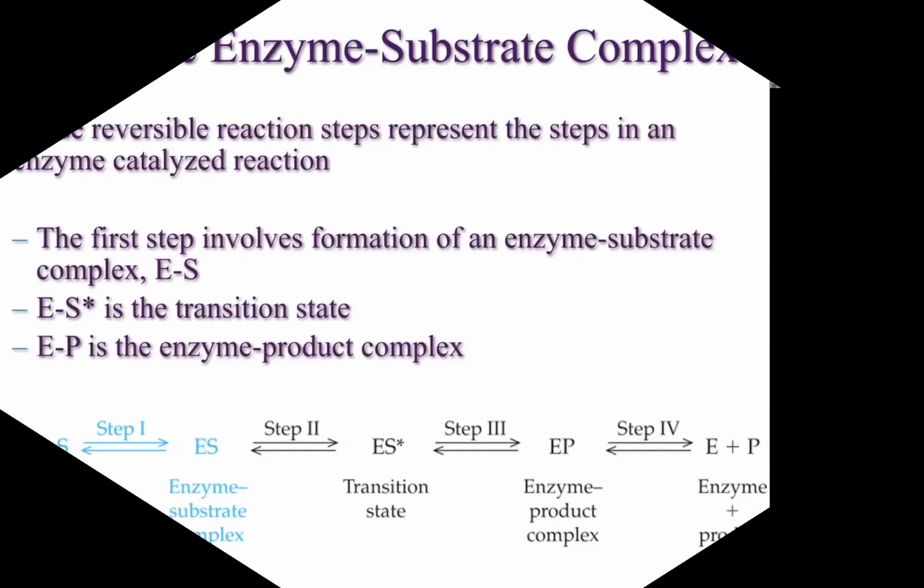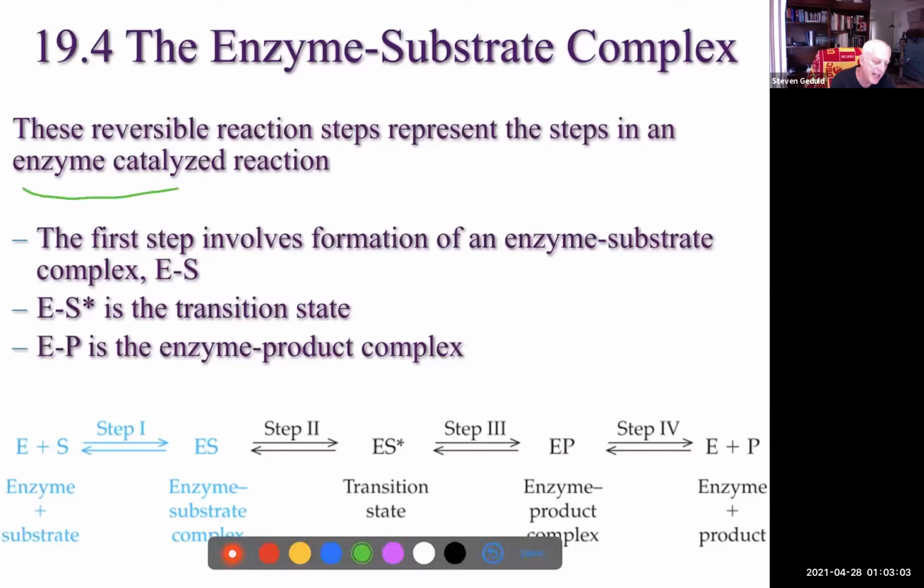Reversible reactions represent the steps in what's called an enzyme catalyzed reaction. First, you form what's called an enzyme substrate complex, where the enzyme and the substrate bond. The substrate is the material that you have before the reaction. It's your reactants. The enzyme substrate complex is a transitional state. It comes together, they bond, then they separate. When they separate, that's when the product is formed. The enzyme product is the enzyme product complex.